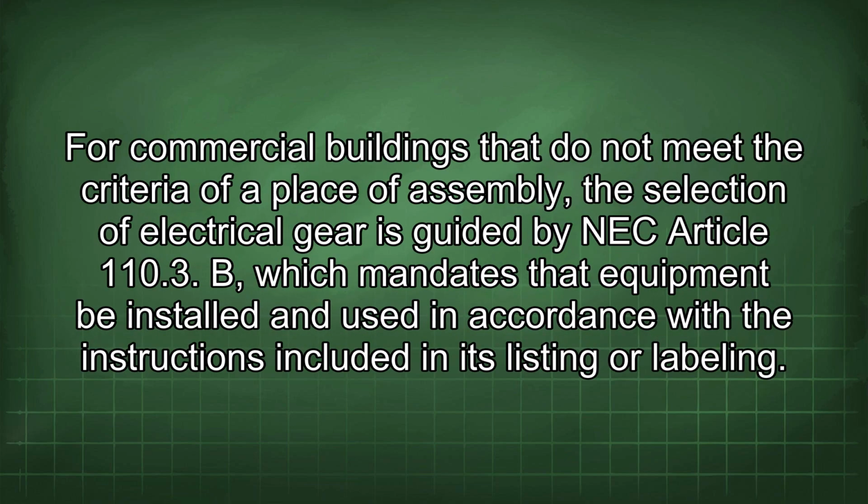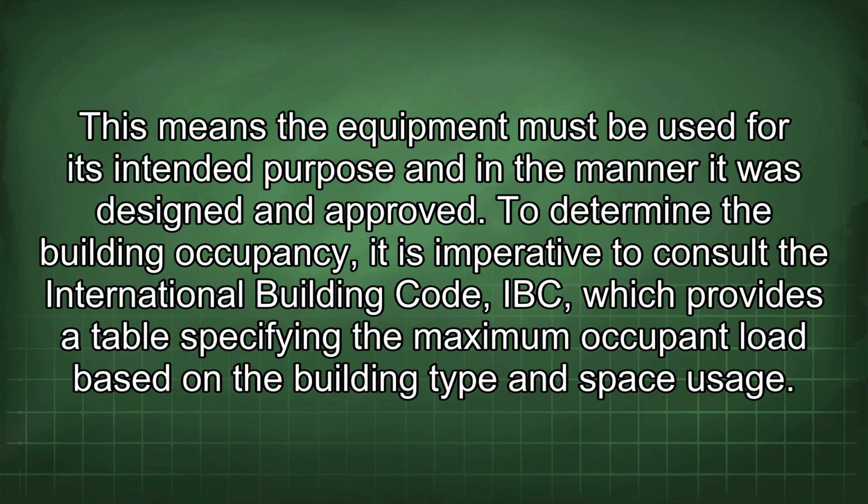For commercial buildings that do not meet the criteria of a place of assembly, the selection of electrical gear is guided by NEC Article 110.3(B), which mandates that equipment be installed and used in accordance with the instructions included in its listing or labeling. This means the equipment must be used for its intended purpose and in the manner it was designed and approved.